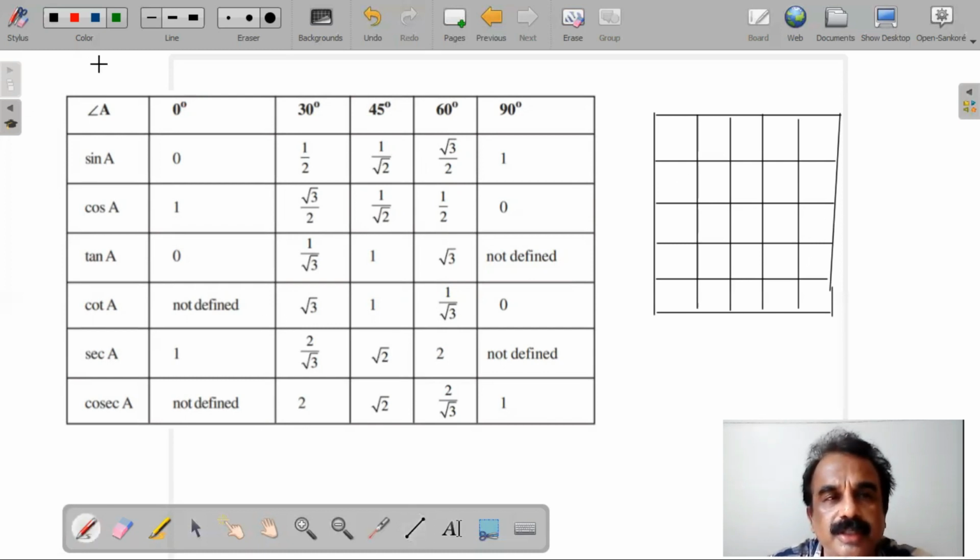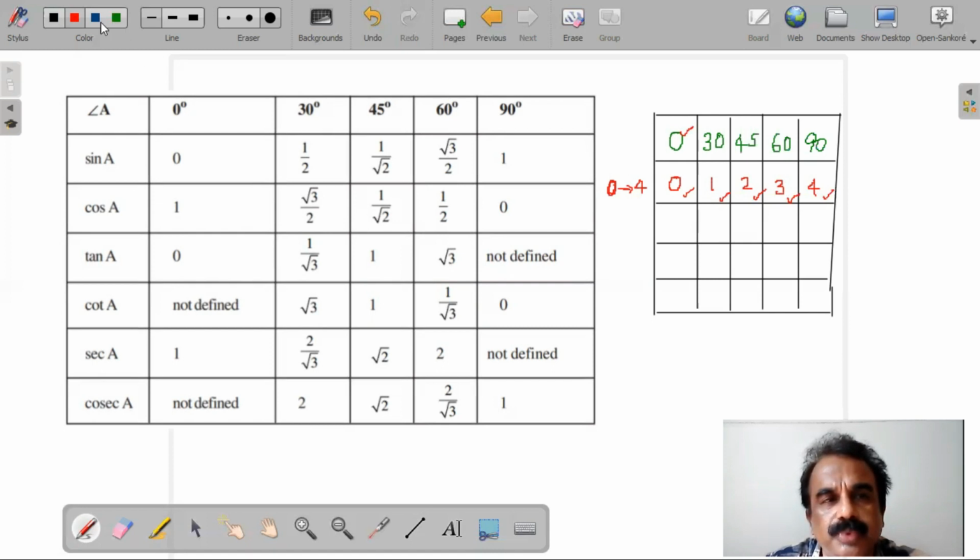Now you see which are the standard values. Which are the values we should find? 0, 30, 45, 60, 90. Right, in order. Then you start to write from 0, 1, 2, 3, 4. 0 to 4. Please write 0, 1, 2, 3, 4, starting from 0.